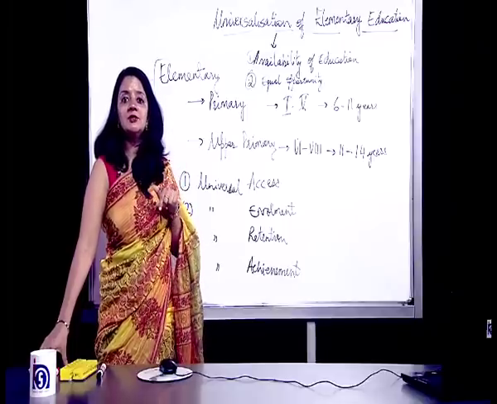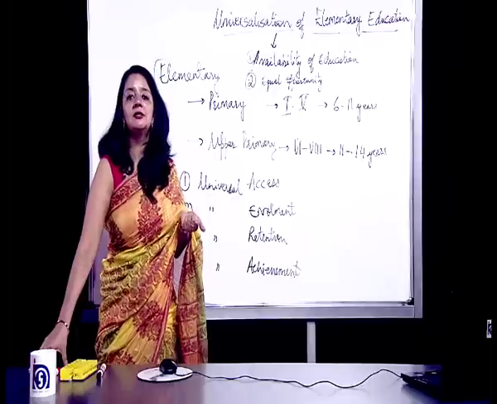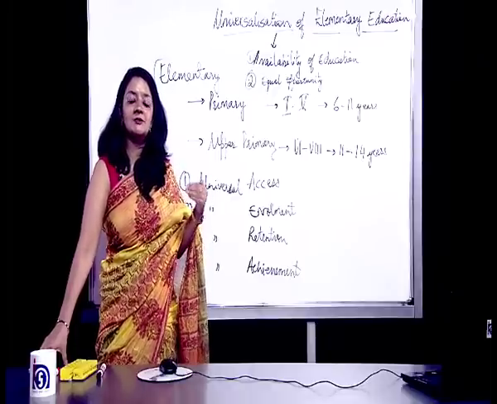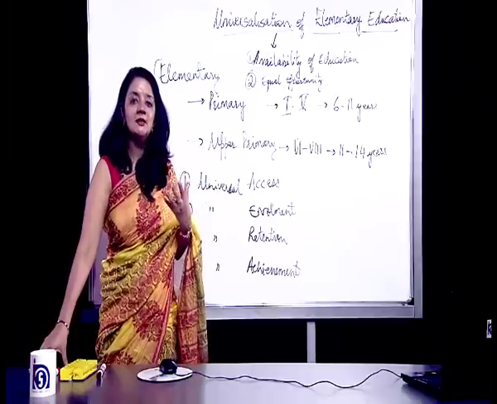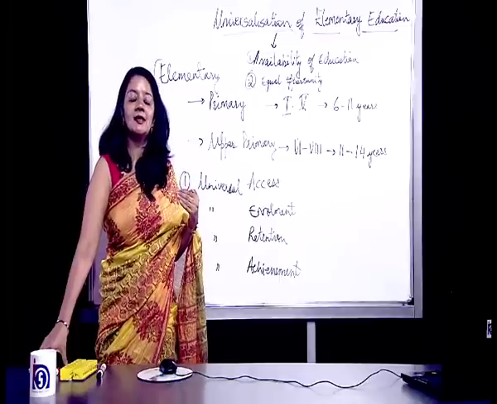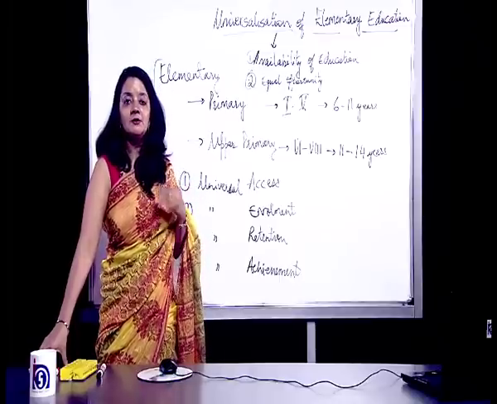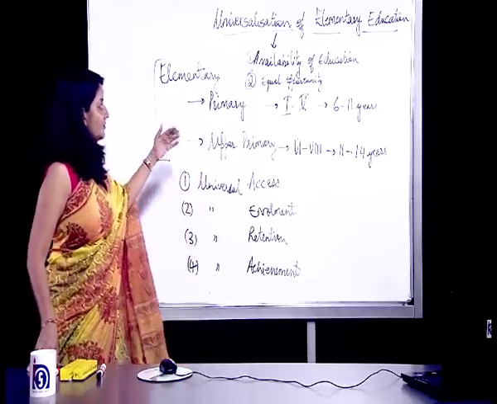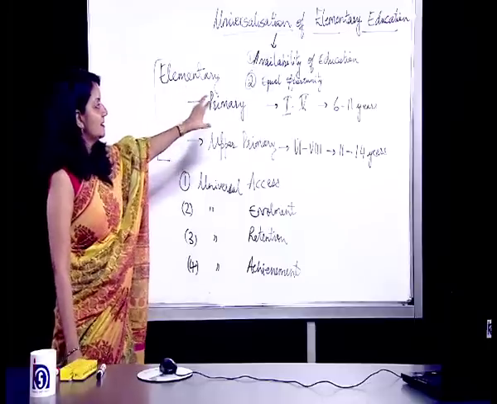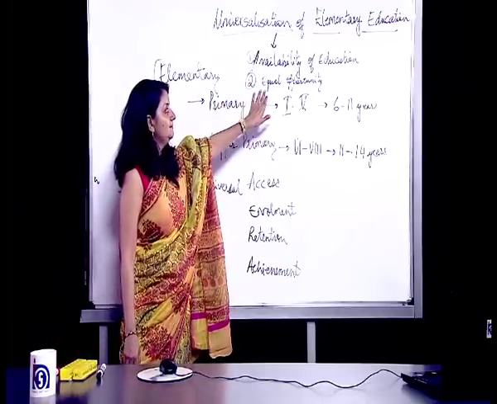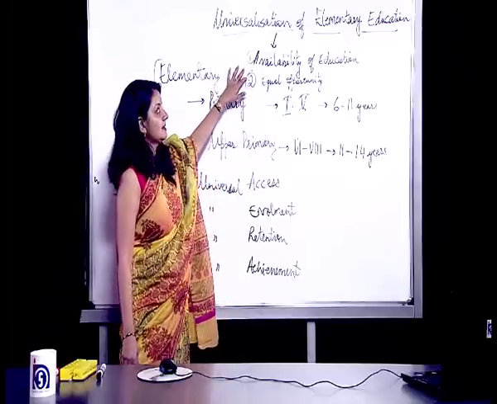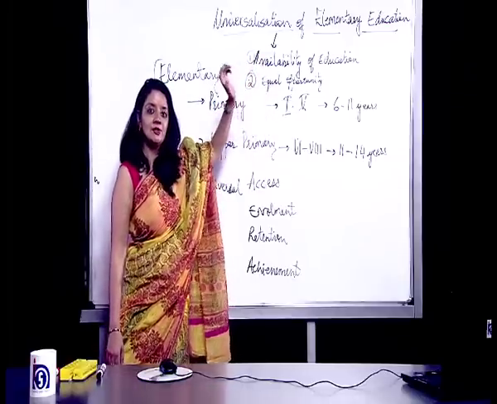Now this universal achievement can come only if there is quality in education, only if we have educated teachers, only if we are teaching the child as per his interest, so as to gain his interest towards the subject, so that he passes the exams easily. So that is what universalization of elementary education is all about. It basically says availability of education and equal opportunity for everyone. These are the two concepts under universalization of elementary education.